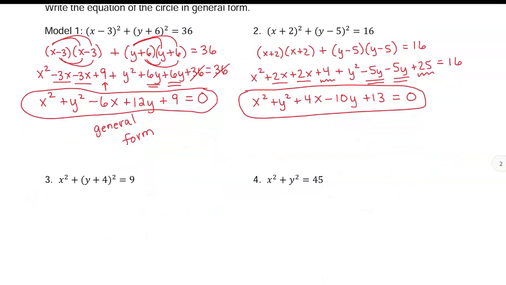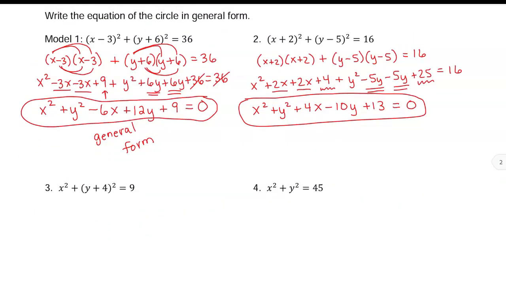Okay. It's time to take a turn. You take a turn with number 3 and then think about number 4. Try that one. So turn the video off, do those 2 problems, and then turn the video back on to check your answers.